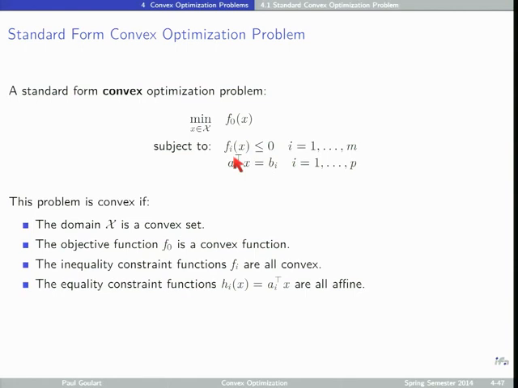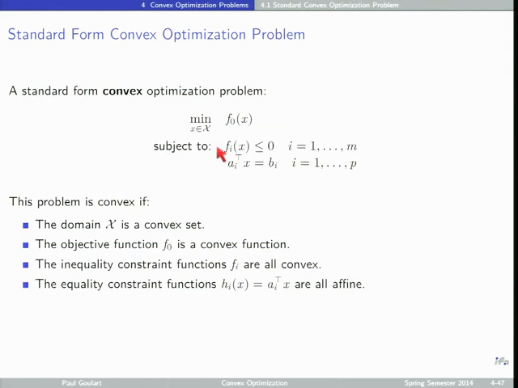Okay, but now I want a convex problem. And a convex problem is one that looks like this, in this standard form, where f has to be a convex function. The domain of f has to be a convex set. Every one of these inequalities has to have a convex function on the left-hand side.